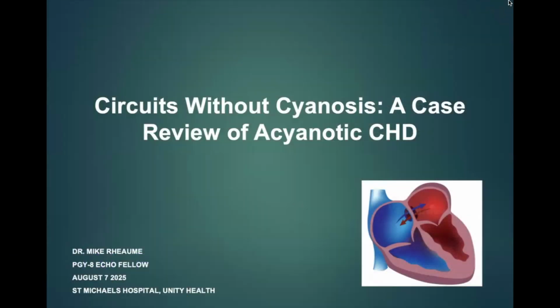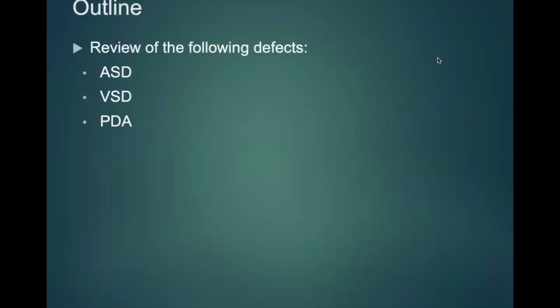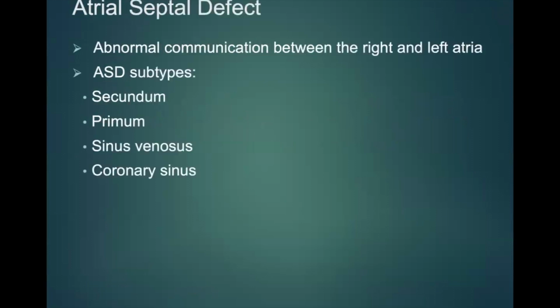So today we're going to be talking about acyanotic congenital heart disease. We'll discuss the anatomy, some of the pathophysiology, and then try to characterize them and what we look for on echo, both transthoracic and TEE. And so we'll specifically be reviewing atrial septal defects, ventricular septal defects, as well as patent ductus arteriosus.